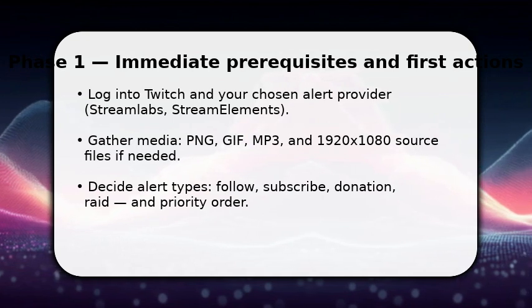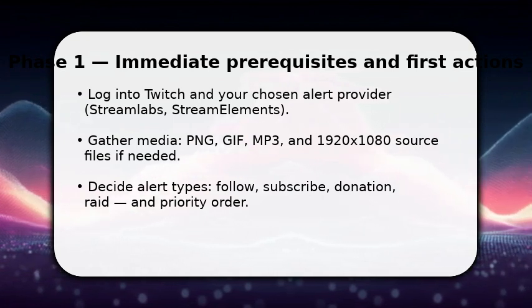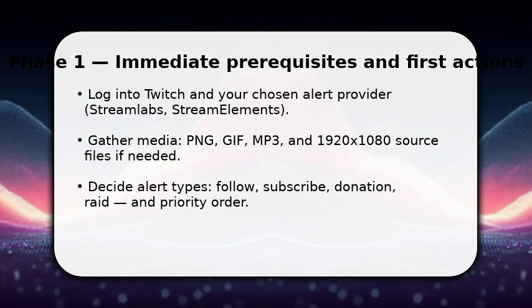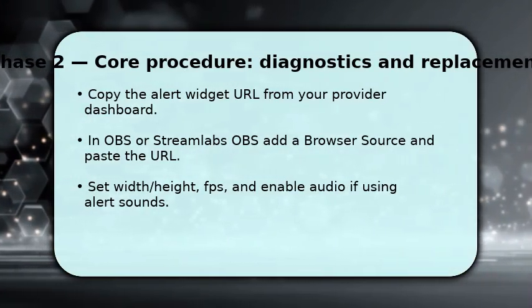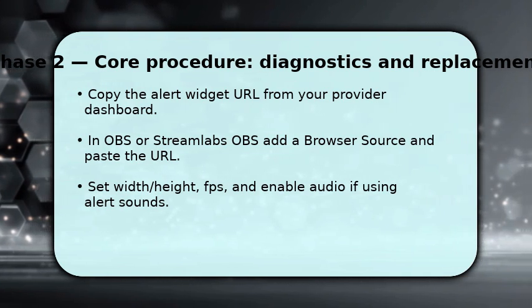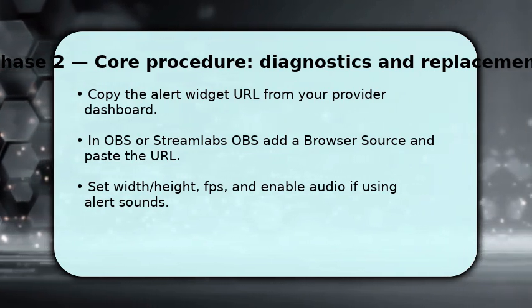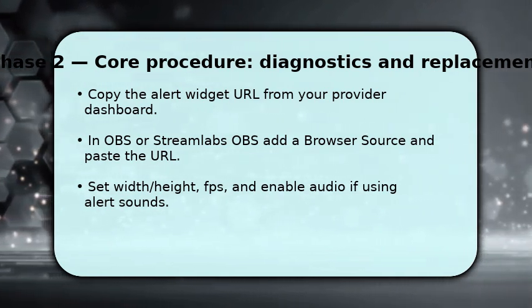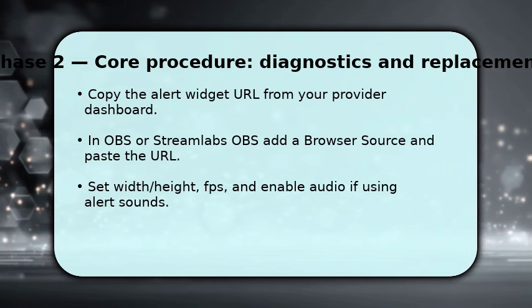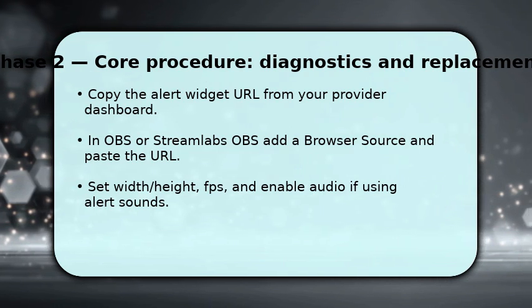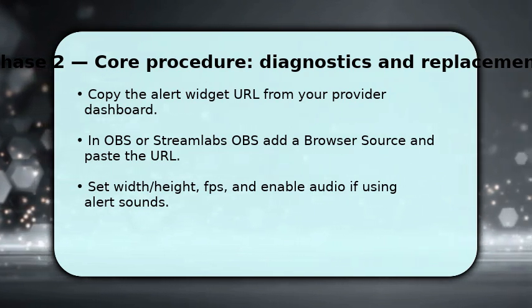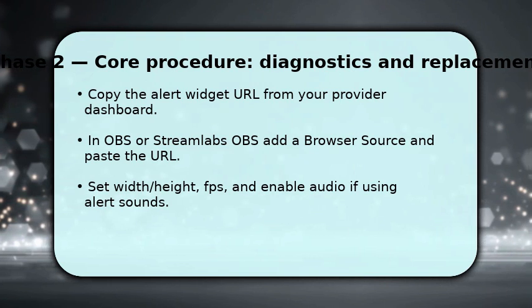Next, integrate the alert widget into your streaming encoder. You copy the widget URL and add it as a browser source in OBS or Streamlabs OBS, then position and scale it on the canvas. Adjust dimensions, for example 1920 by 1080 or 16:9 variants, and set a high FPS if animations need smooth playback. Make sure audio is routed correctly.